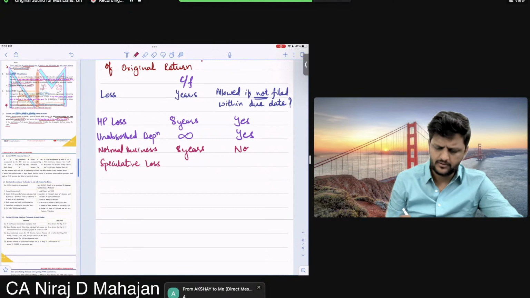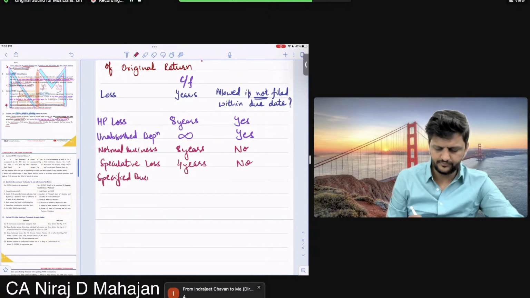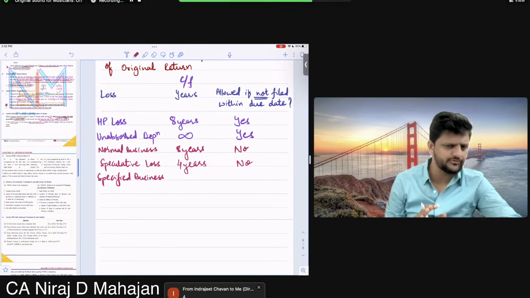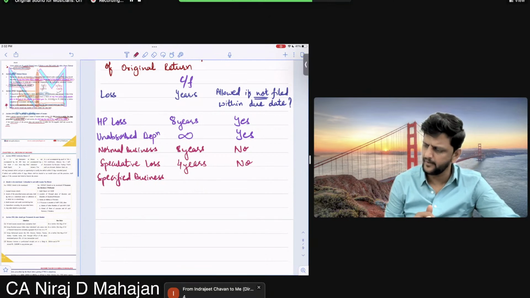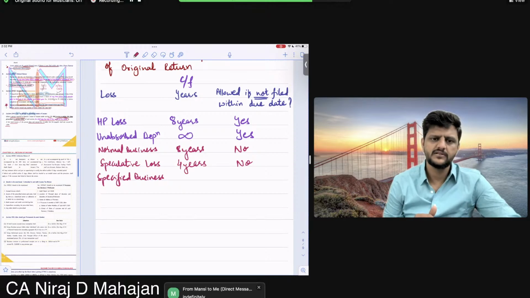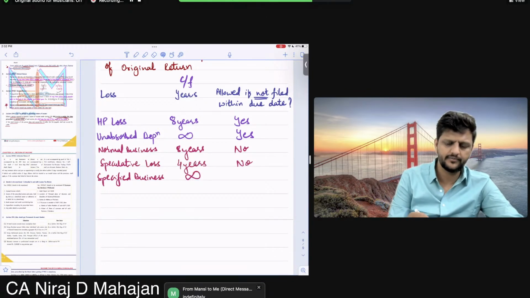How many years? Speculative बच्चों 4 years. Good. Allowed to carry forward? Absolutely not. Specified business. How many years? Specified business both बच्चों. 4 years, 8 years or indefinitely? Huh? Indefinitely बच्चों, because it is a very heavy expenditure. Even capital expenditure, no. है ना?